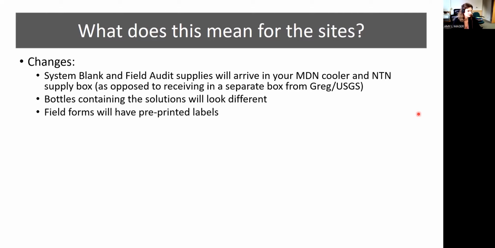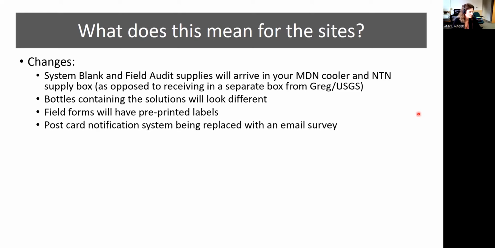We are going to provide you with field forms for the field audit samples and system blank samples, just like Greg and his team did. But we're going to add some pre-printed labels to help these field forms stand out to you on site, and also to make it a little easier to fill out the forms in general for both of us. Greg in the past has used a postcard notification system to notify him when one of these samples has been processed. We're going to be replacing that with an email survey.